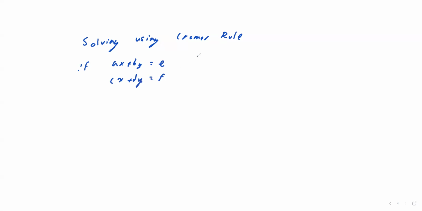The second half of this lesson is using Cramer's rule to solve. And this just gives us a shortcut of answering the questions that we did in 11.2, but using determinants. So if we have a 2-variable equation, let's call it ax plus by equals e, and cx plus dy equals f.